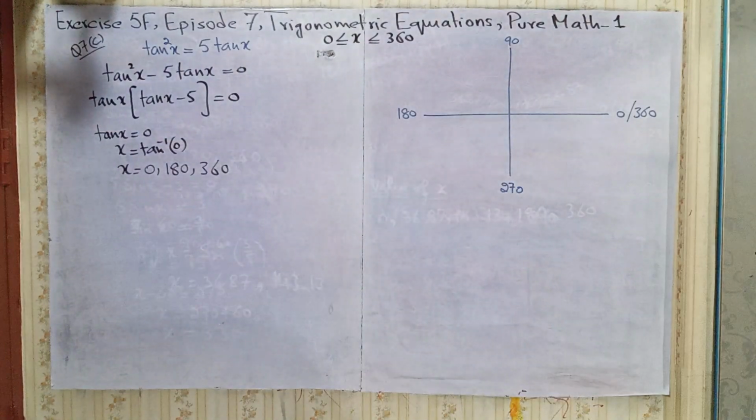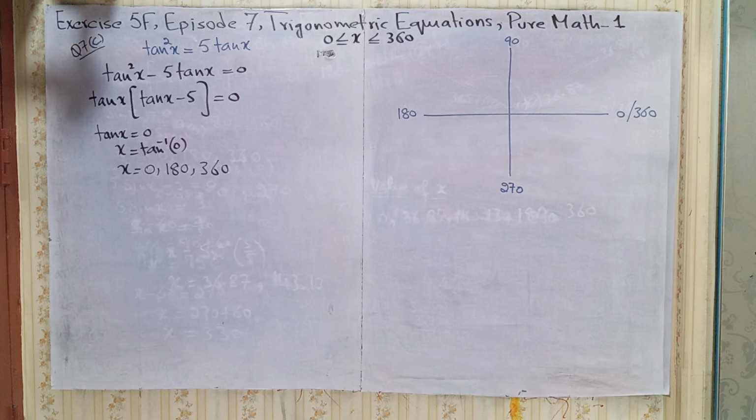So you can check also. For example, if you want to check, you can say tan of 360. What's the answer? That's 0. Tan of 180, and that is also 0. What is the tan of 0? That is 0. So it's good.